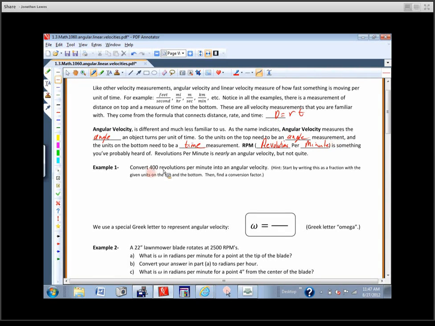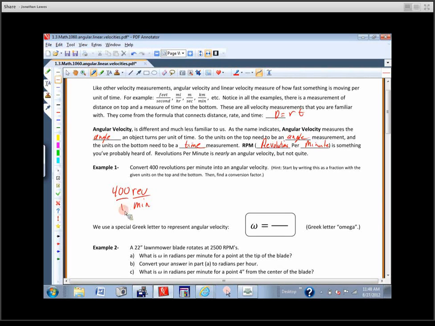So we're going to take 400 revolutions per minute, and we're going to turn that into an angular velocity. We want an angle measurement on the top and a unit of time on the bottom. So we're going to write it like this. This is 400. I'm not going to write the word RPM because RPM isn't very mathematical. I'm going to write revolutions per minute. And then I'm going to ask a question. If this is a fraction, is 400 a fraction? Yeah, it is. We can just put it over 1.